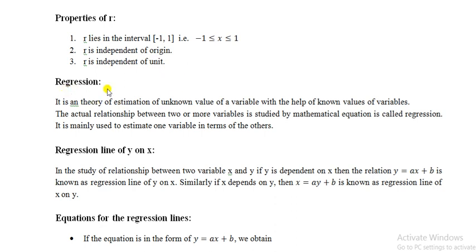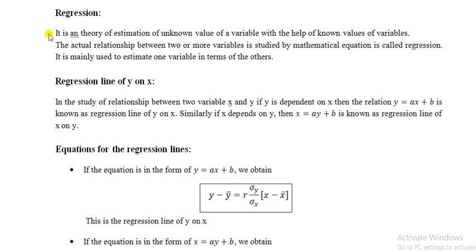Next one is regression. Regression means it is a theory of estimating the unknown value of a variable with the help of known values of variables. In other words, the actual relationship between two or more than two variables studied by a mathematical equation is called regression. It is mainly used to estimate one variable in terms of another.